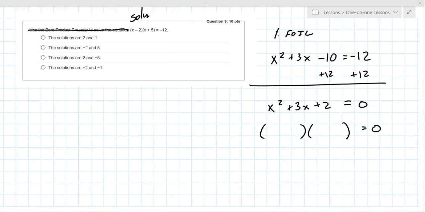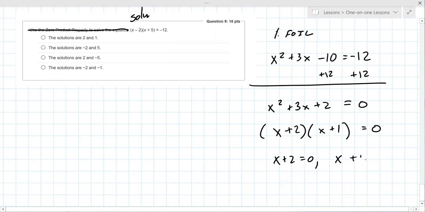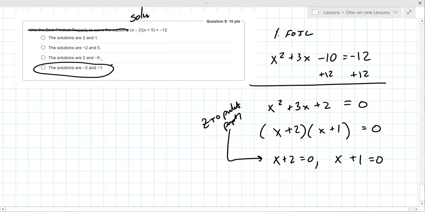I get negative 2 and negative 1. So you probably got this, but then you said each of them equal to zero. Yes. And that's the zero product property. This step right here is the zero product property. Okay, so I agree. So it's this last one here. Good.